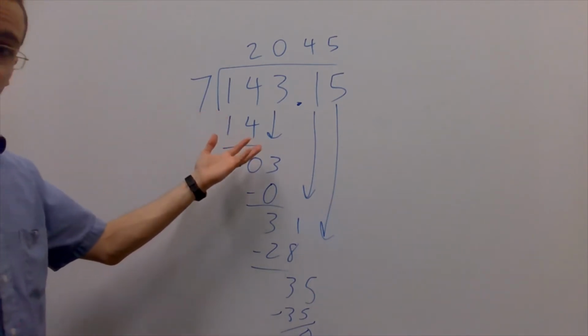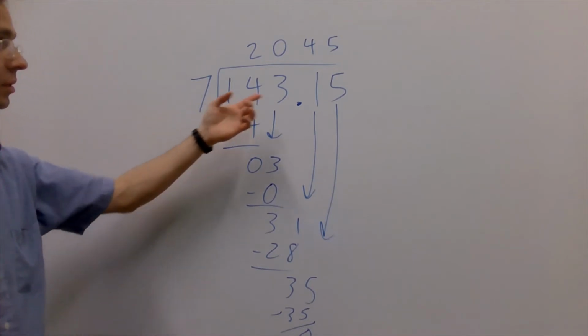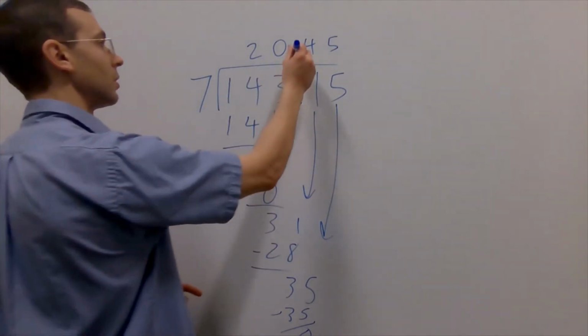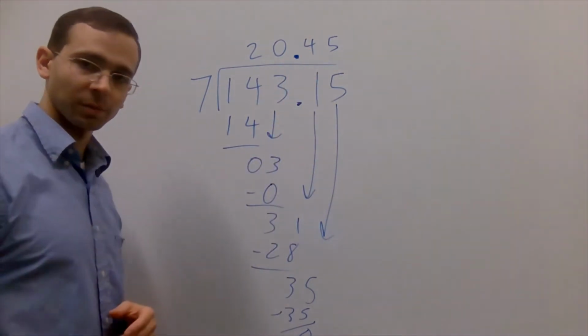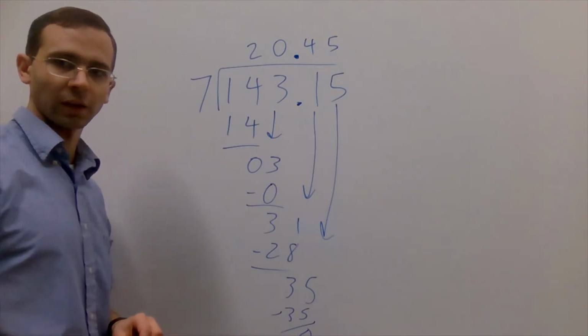Now, as for the decimal point, since we had a whole number as our divisor, the decimal point doesn't move at all and will come straight up where it was in the dividend. So our answer is 20.45, or 20 and 45 100ths.